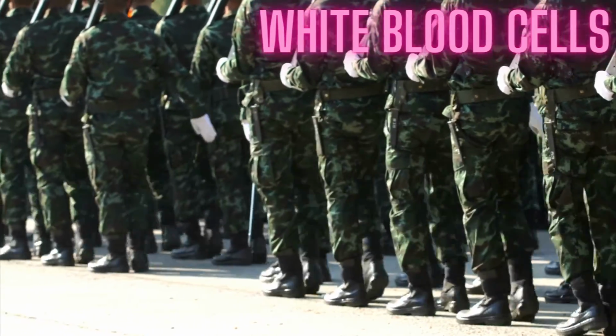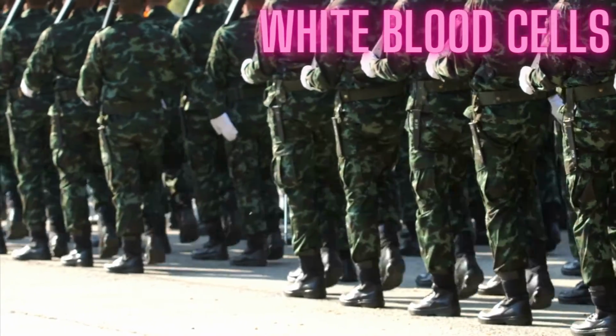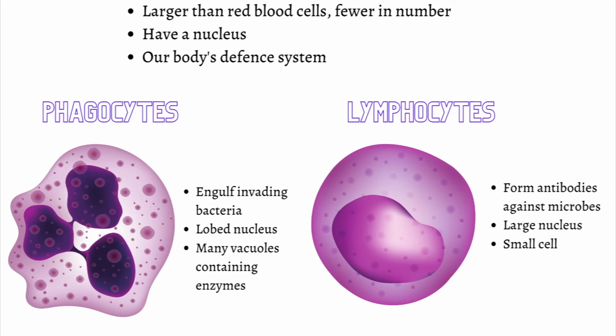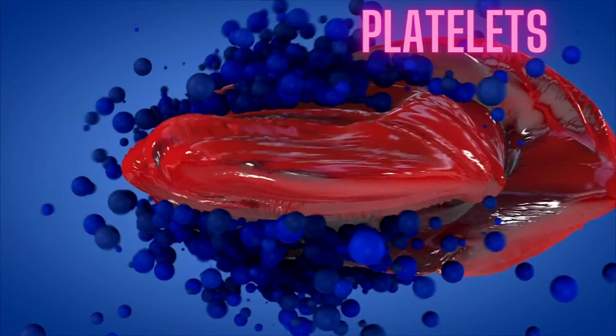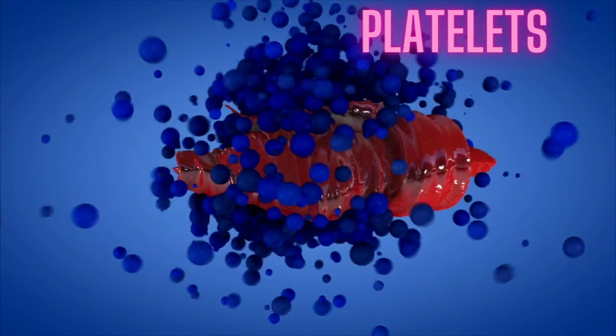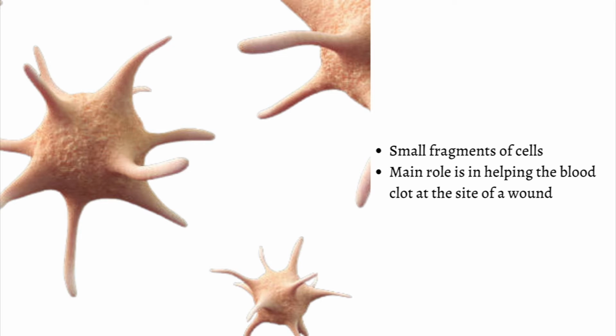Our white blood cells are our defense mechanism. They are two types, phagocytes and lymphocytes, each of them playing different roles. Phagocytes engulf bacteria, while lymphocytes form antibodies. A noticeable difference between the both of them is that phagocytes have a lobed nucleus, whereas lymphocytes have a large whole nucleus. Our platelets are small cell fragments in our blood. These platelets are responsible for helping our blood to clot.